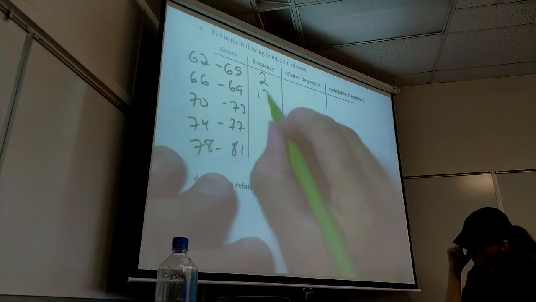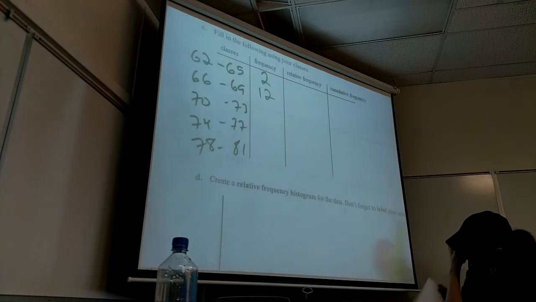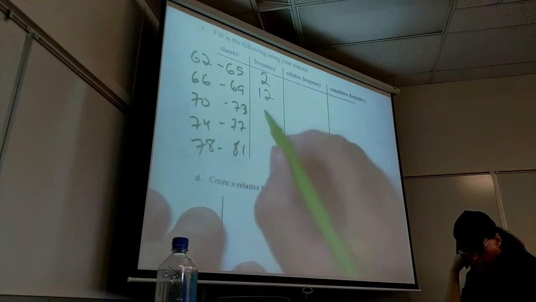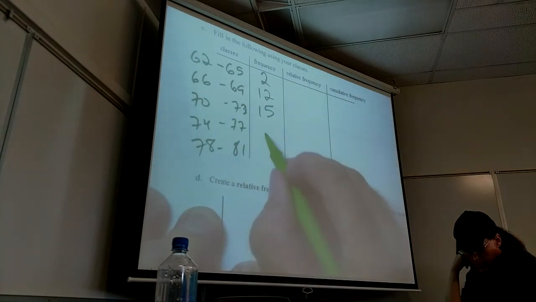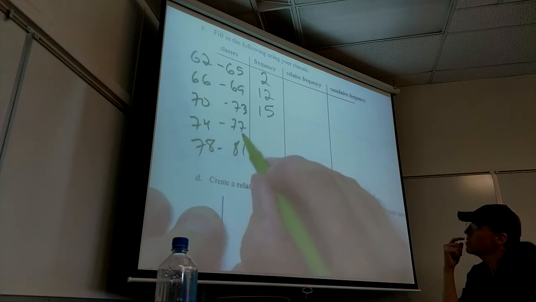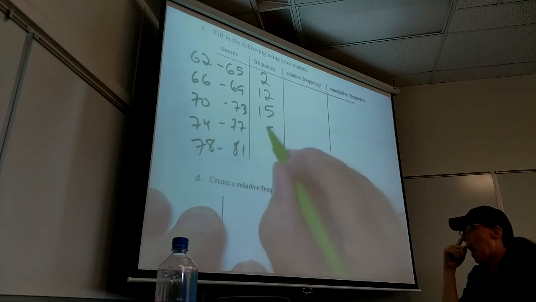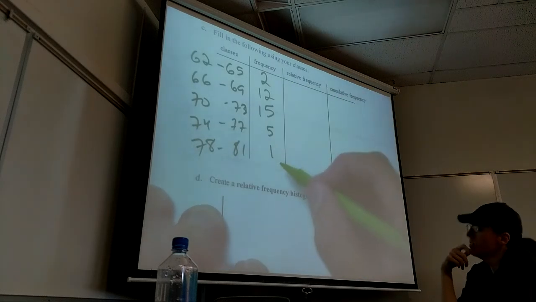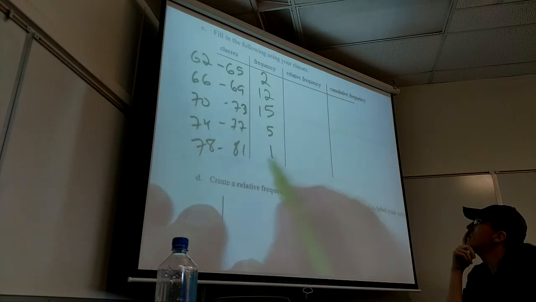How about 66 to 69? 12. 12 people, 12 fathers had heights between those. 70, 73. 15, I like it. 74 to 77. 5 and 1. And if you add them up, thank God they add up to be 35.